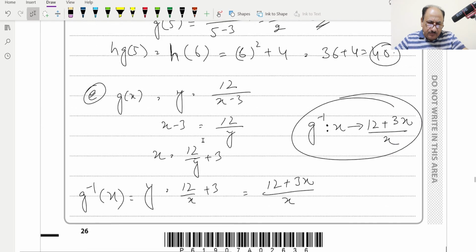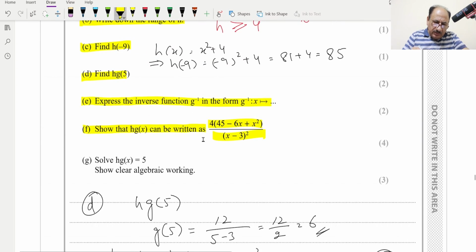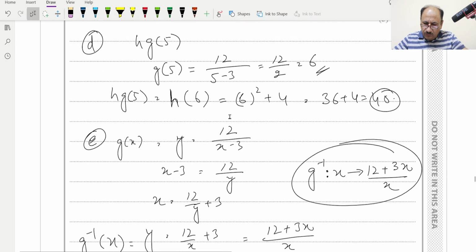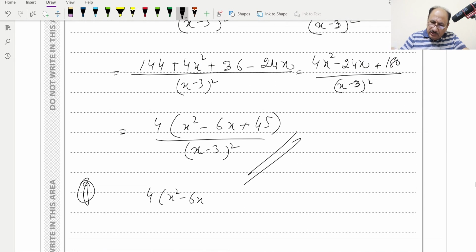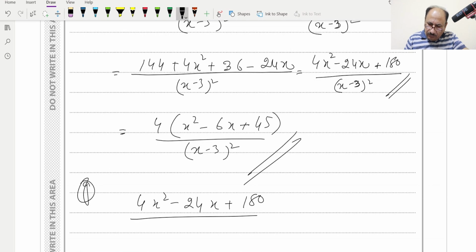Next part is g part, and in g part they are saying solve h of g of x is equal to 5. Now whatever we got over here is h of g of x, and this is g part, and this will be 4 into x squared minus 6x. So what we can do, we can take the previous step, which is this one: 4x squared minus 24x plus 180 divided by x minus 3 squared is equal to, as given, 5.